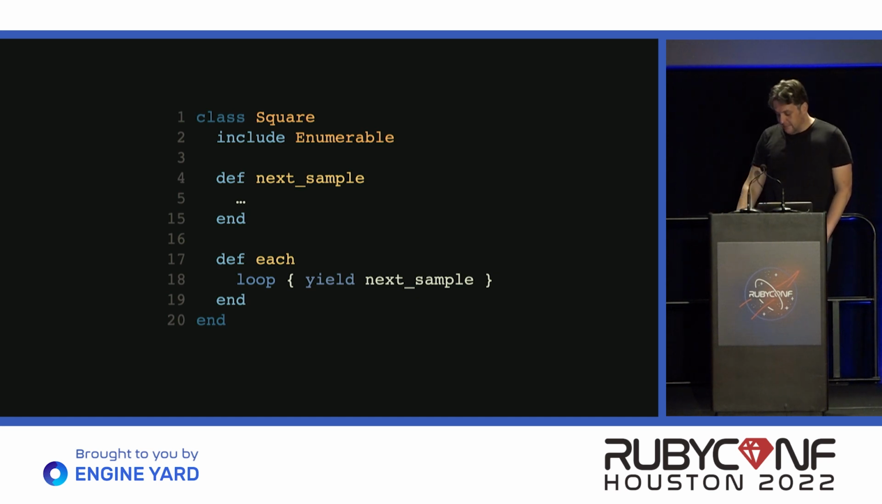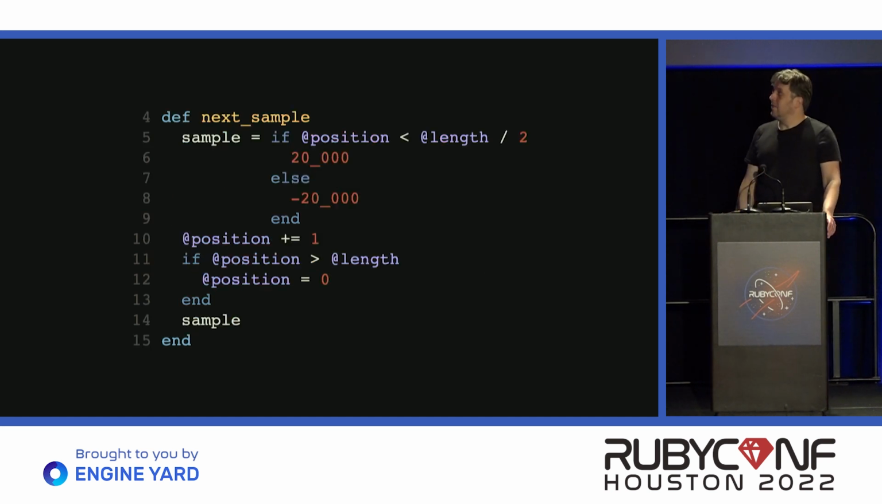If you look at the implementation of the next sample method here, this generates new samples. Any time we call it, we're incrementing the position by 1, and if the position is in a certain state, we generate a high positive number. If it's in the next state, we generate a high negative number. That way we get an alternating sound in our sample.